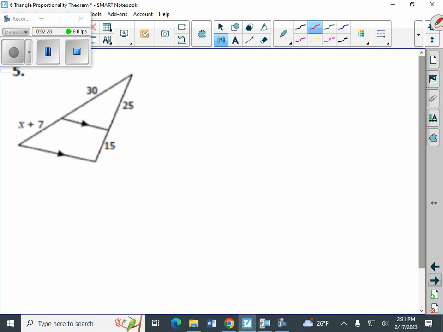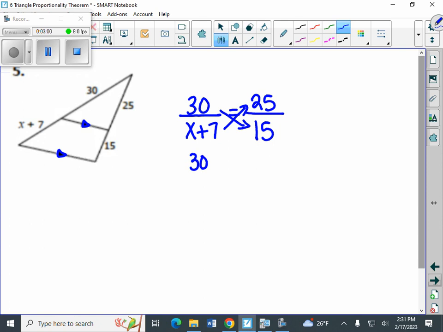Now on problem number 5, this one has x plus 7 as one of its pieces, but we still have the parallel here, and we can use the triangle proportionality theorem, which says that we can take 30 divided by x plus 7, and that's going to be equal to 25 over 15. We're going to cross multiply, and we get 30 times 15 equals 25 times x plus 7.